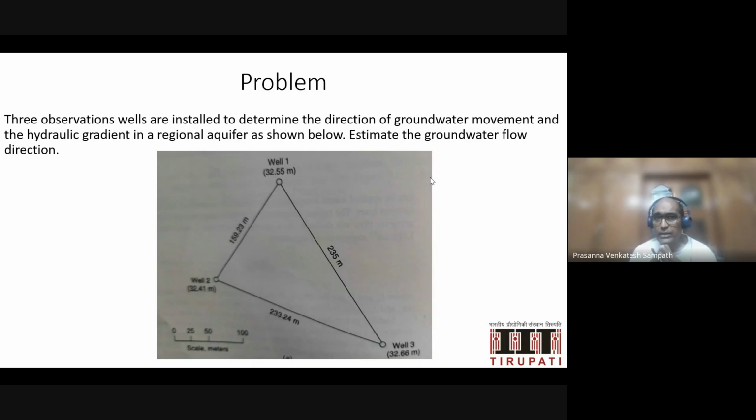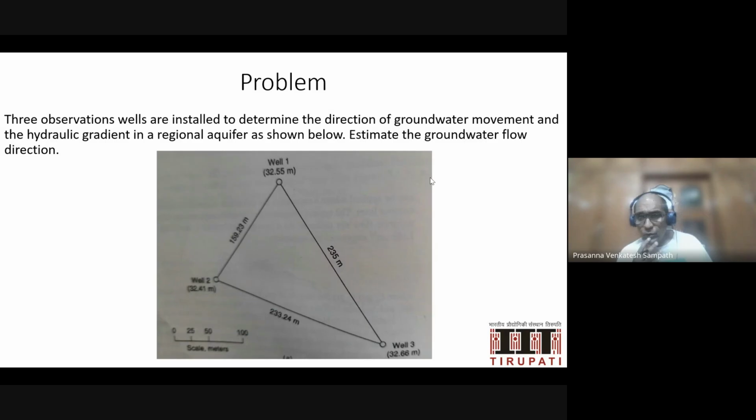Three observation wells are installed to determine the direction of groundwater movement and the hydraulic gradient in a regional aquifer as shown below. Estimate the groundwater flow direction. So now it's a direct question, and the answer you're expected to give is not a qualitative answer. What you're expected to say is the flow is happening in this particular direction, whatever the direction may be.